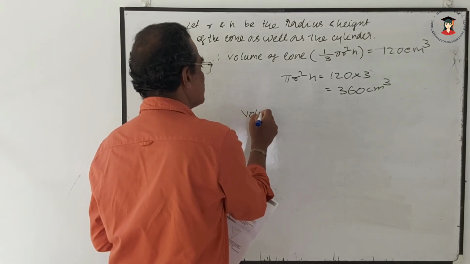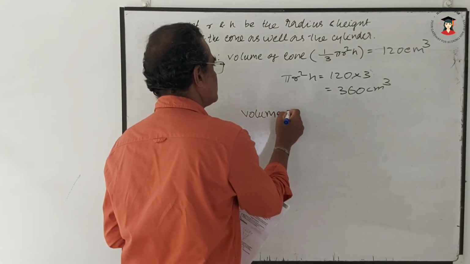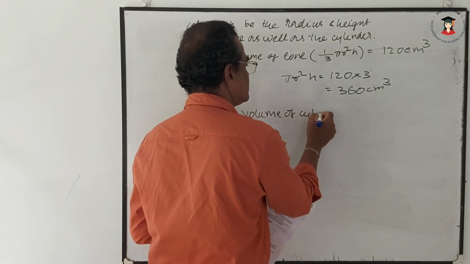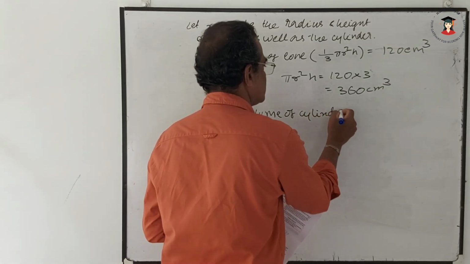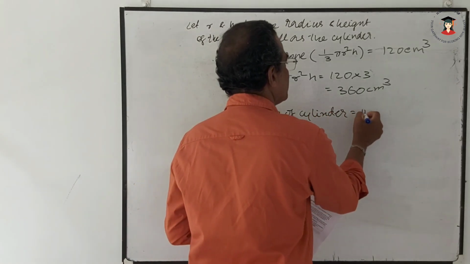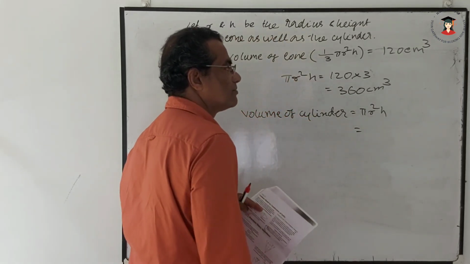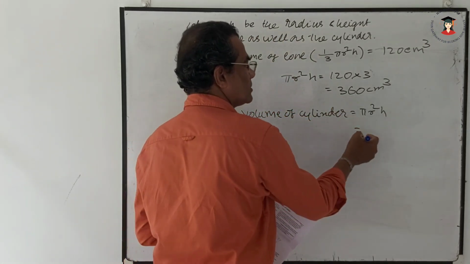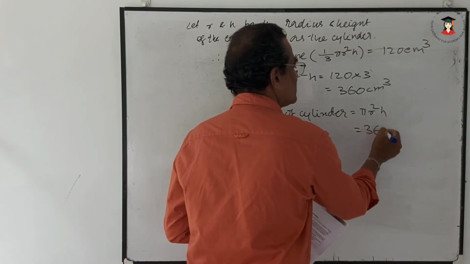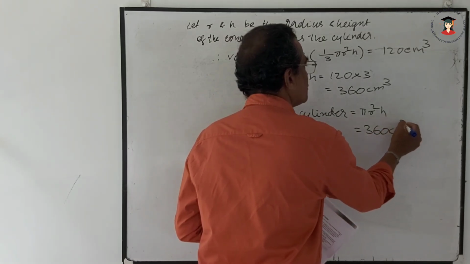Now, volume of cylinder equal to pi r square h. Pi r square h, we have already found out. It is 360 centimeter cube.